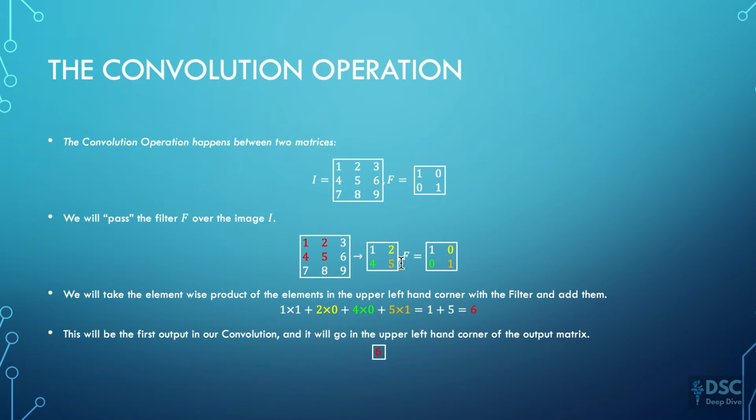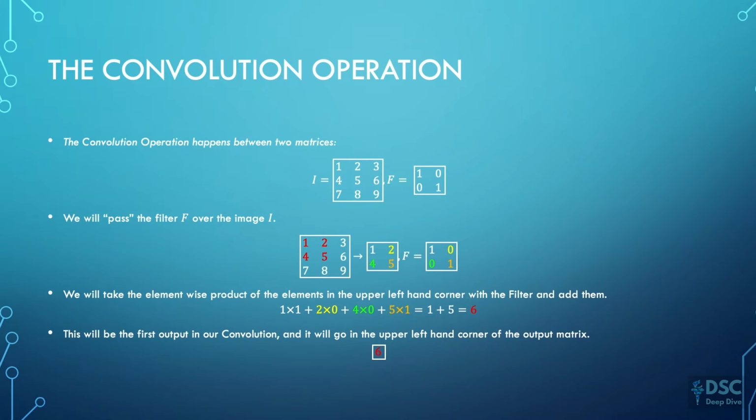For example, the 1 here in the image subregion corresponds with the 1 in the filter, so we multiply them together. Same for the 2 in the image and the 0 in the filter. They're corresponding, so we multiply them. Same for the 4 and the 0, and same for the 5 and the 1. So we take all these products, and then we add them, and we get a 6. And this will be the first output in our convolution, and it will go in the upper left-hand corner of the output matrix.